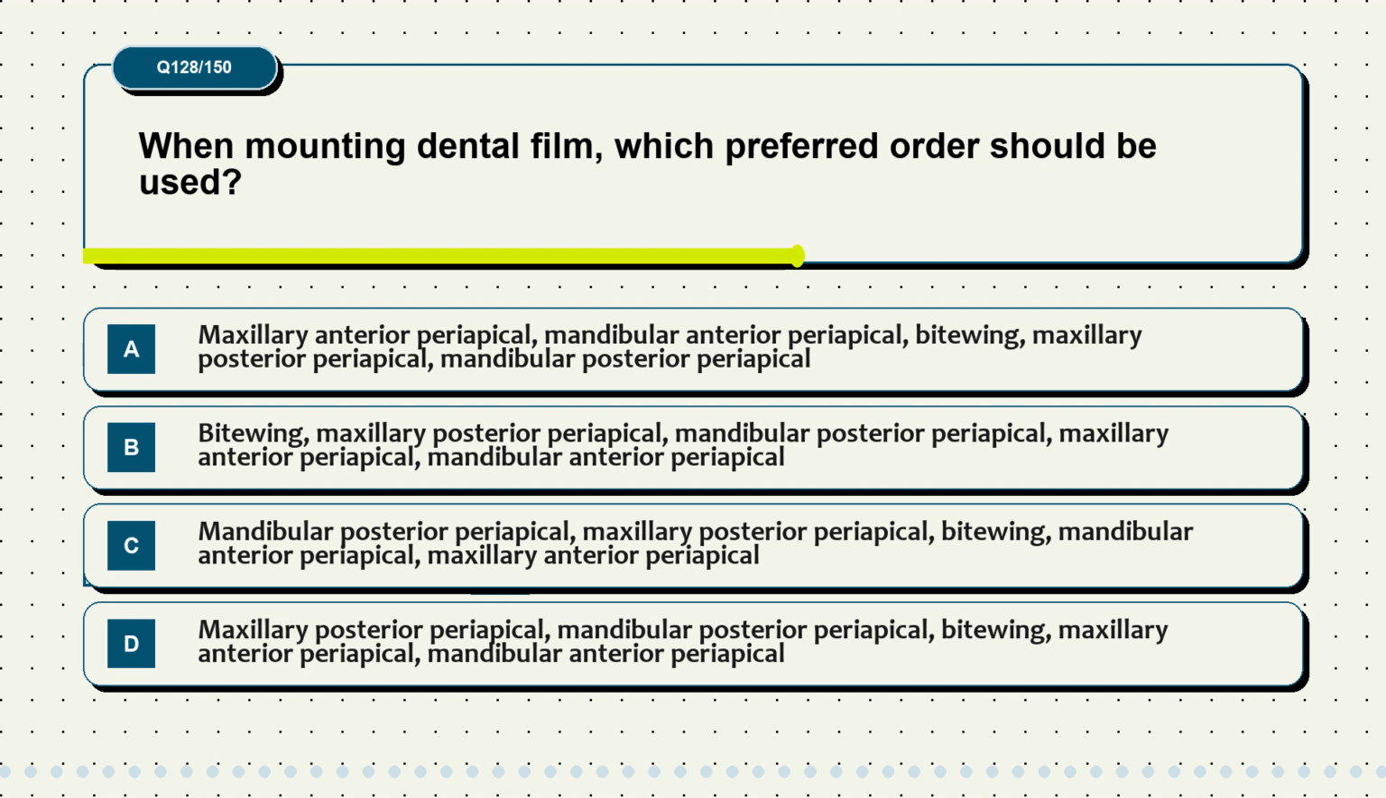Option C, mandibular posterior periapical, maxillary posterior periapical, bitewings, mandibular anterior periapical, maxillary anterior periapical. Option D, maxillary posterior periapical, mandibular posterior periapical, bitewings, maxillary anterior periapical, mandibular anterior periapical.